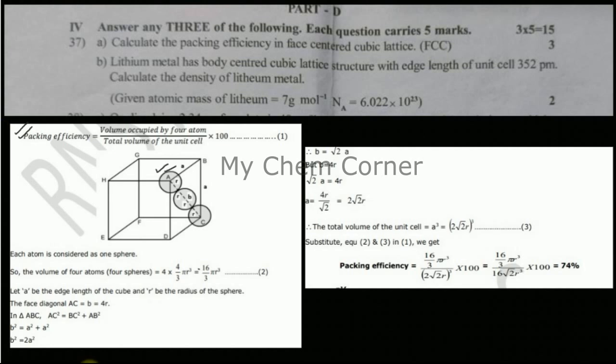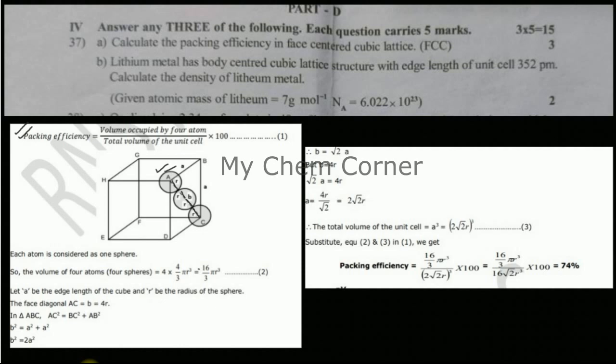So here when you look at the radius, you have one radius over here, one radius here, one radius here and one radius here. So the entire line here has 4 radius. Therefore, the face diagonal AC, this is AC. So this entire diagonal is 4R because there are 4 radius on it.